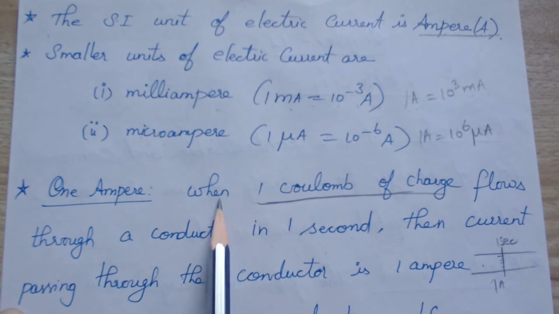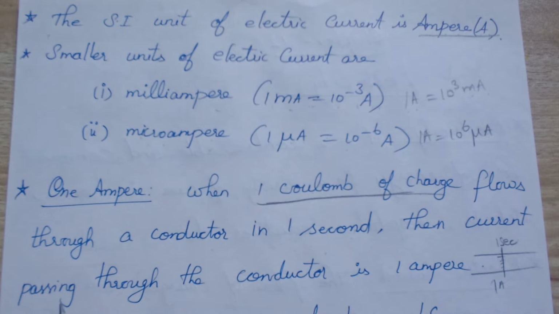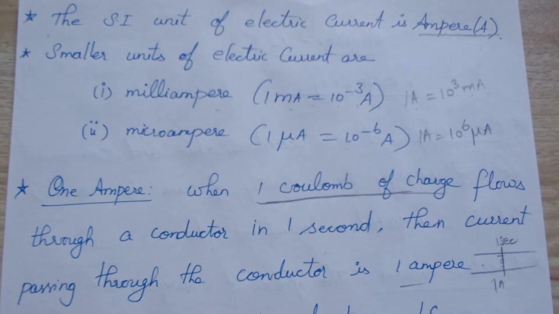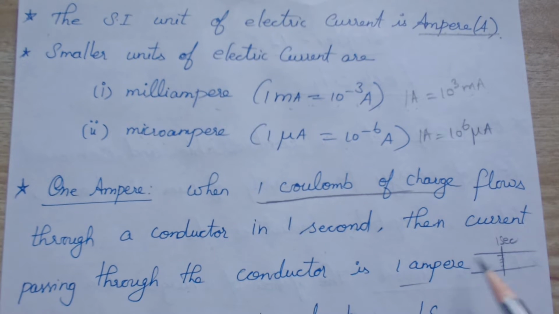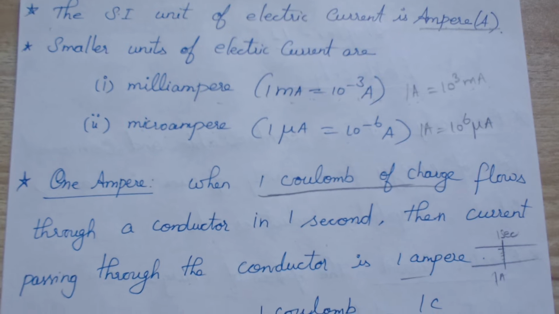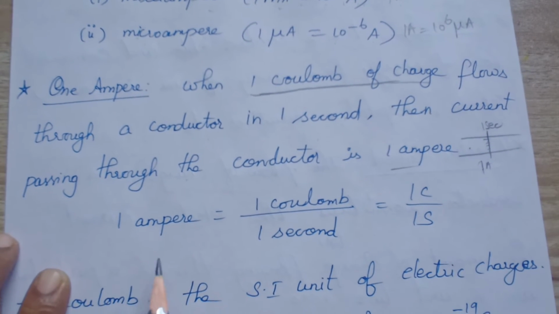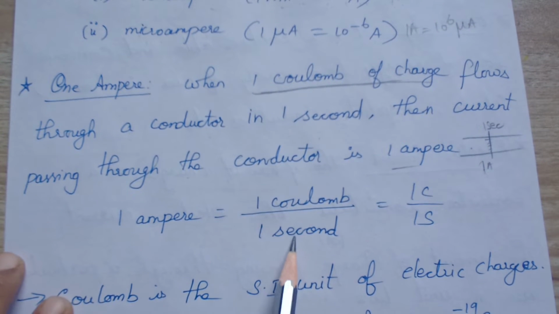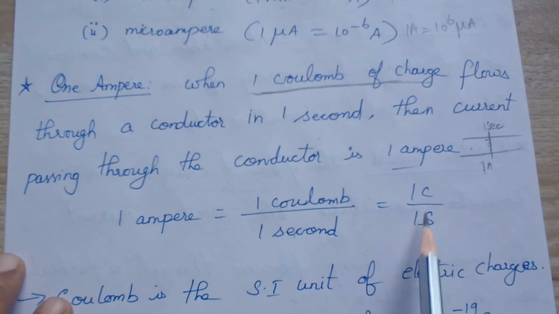When 1 coulomb of charge flows through a conductor in 1 second, then the current passing through the conductor is 1 ampere. How much current is passing through that conductor? 1 ampere of current. So 1 ampere can be written as 1 ampere equals 1 coulomb per second. Per second means per 1 second. 1 C by 1 s.